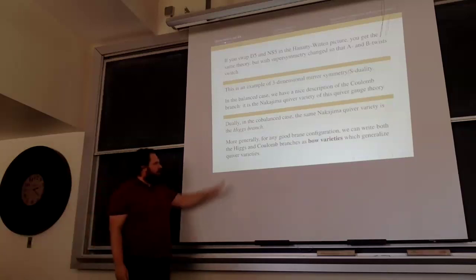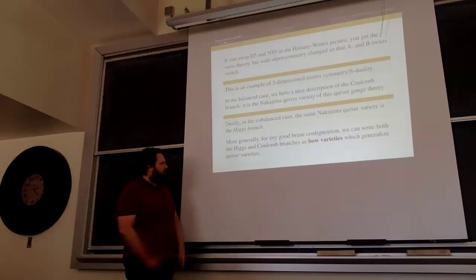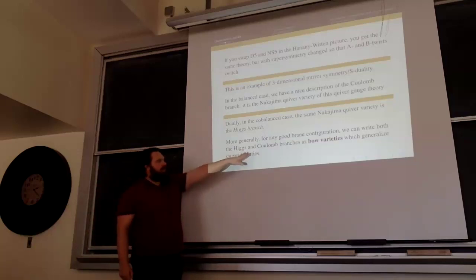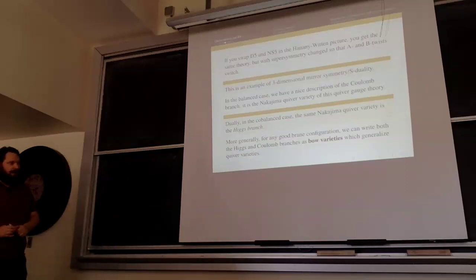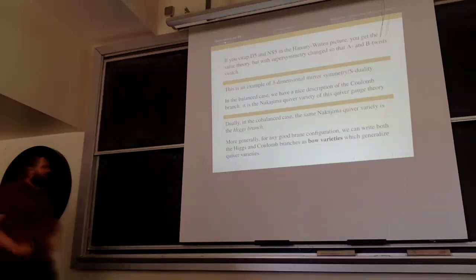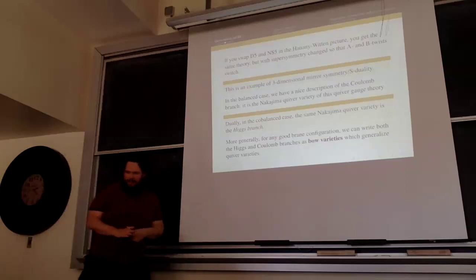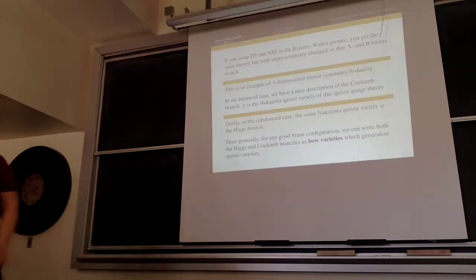More generally, as long as these brane configurations aren't too bad, we can write the Higgs and Coulomb branches as what are called bow varieties, which have been introduced by Cherkis. And this was proven by Nakajima. All right, any questions?